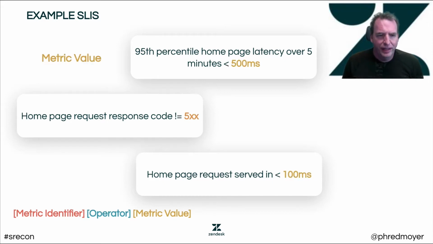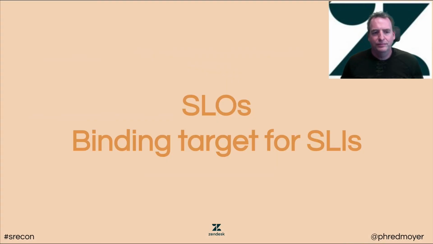And finally, the third element we parse out is a metric value. This could be a response code, a latency value, or any other value that's stored in your time series database. That's simple. Let's put it all together. Metric identifier, operator, and metric value. You need each of these elements to create a well-formed service level indicator. Now let's take this to the next step and construct SLOs from these. What are service level objectives? They are binding targets for SLIs.